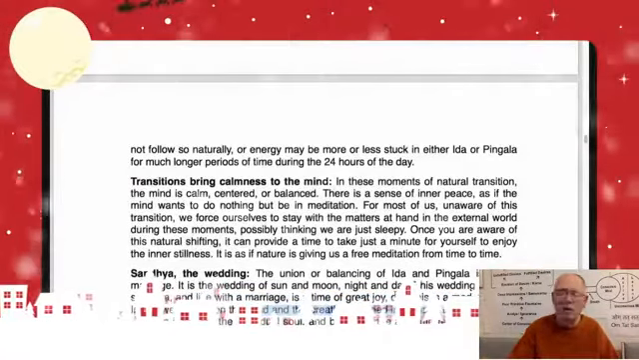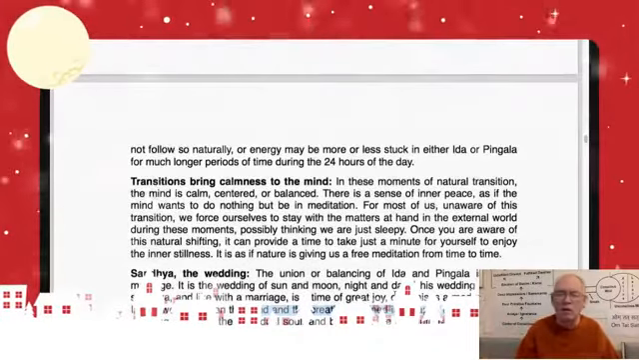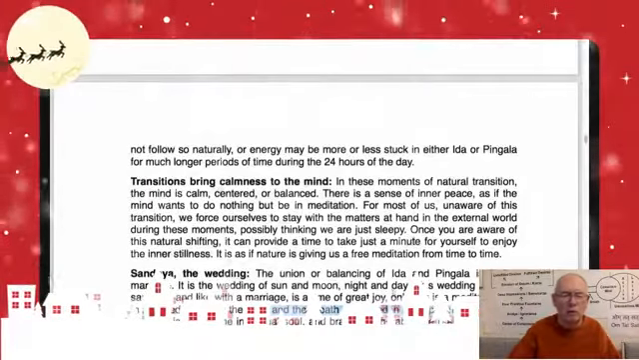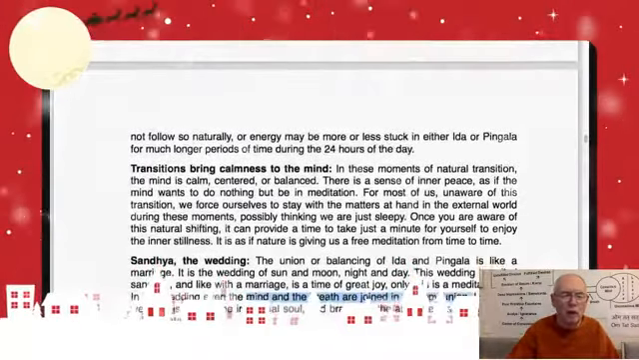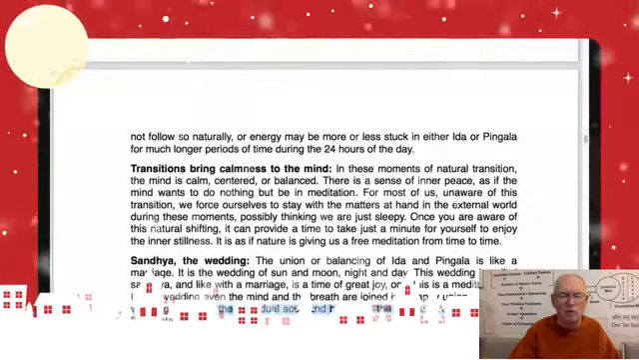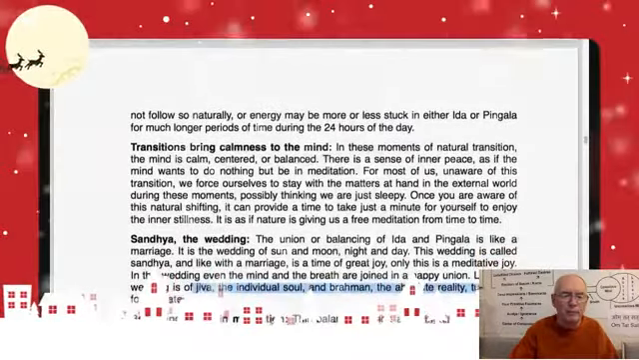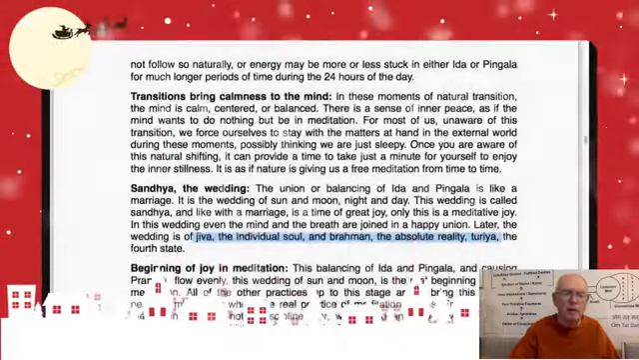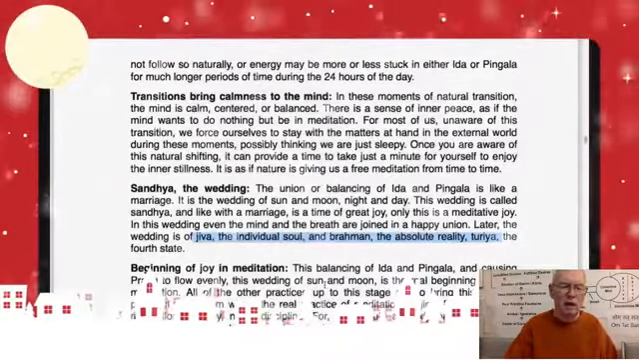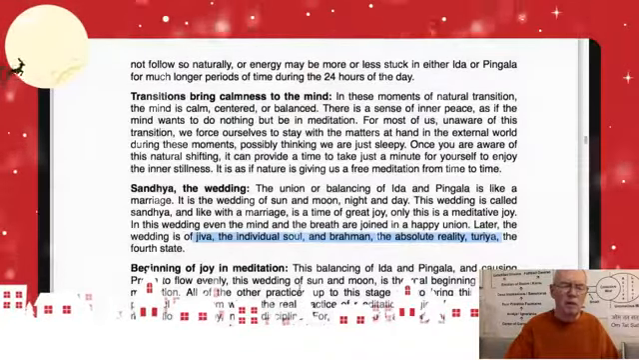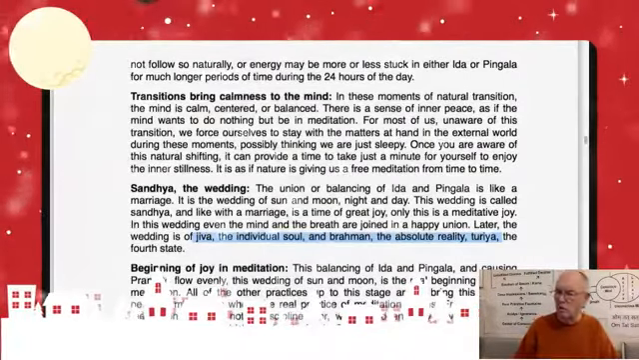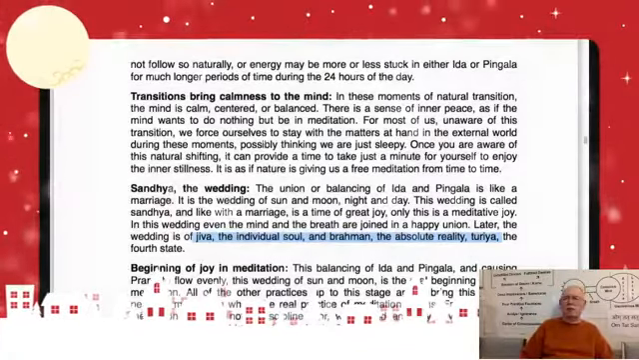When this happens, when the nostrils are shifting like this, the mind is just not troubled. Breath is smooth. Beautiful union. Later, the wedding is of Jiva, the individual soul, and Brahman, the absolute reality. It's another usage of the word wedding. Beginning of joy, the balancing of Ida and Pingala and causing prana to flow evenly is a real beginning of joy in meditation. This is why when we were talking earlier about Yoga Sutras, note the sequence, the systematic process.